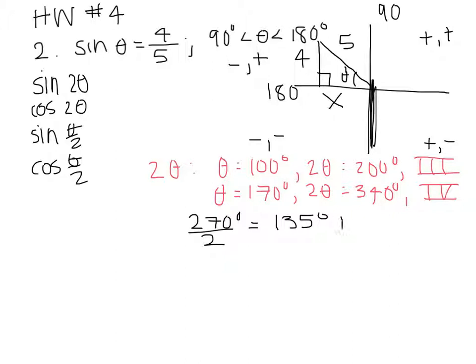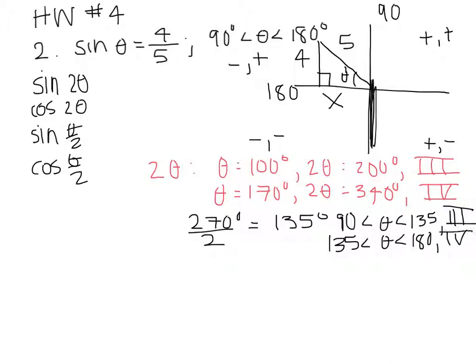We have if our theta is between 90 and 135. Let me erase that. Okay. If it's between 90 and 135, we know that this is going to be quadrant 3. And if it's between 135 and 180, we'll end up in quadrant 4.